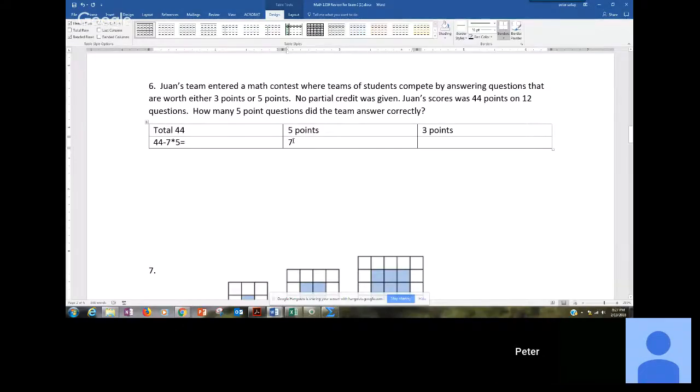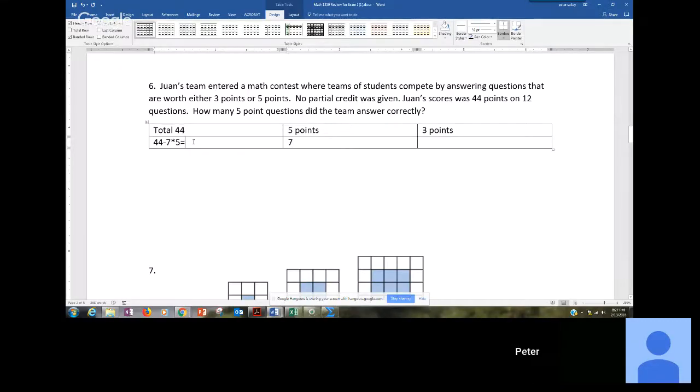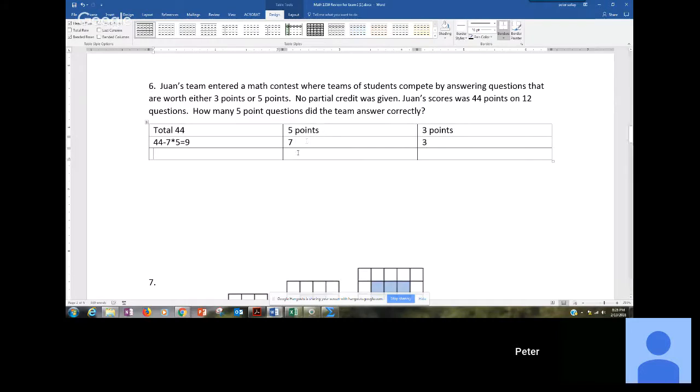If we go 7 5-pointers, that would leave me with 9 points, which 3 3-point questions would be enough. But does this combination add up to 12 questions? No. So we got 7 and 3. Okay, so I know that's not the right combination, but the largest number of 5-point questions is 7.